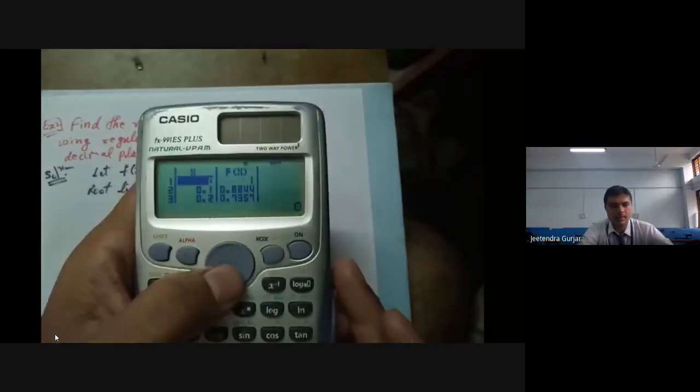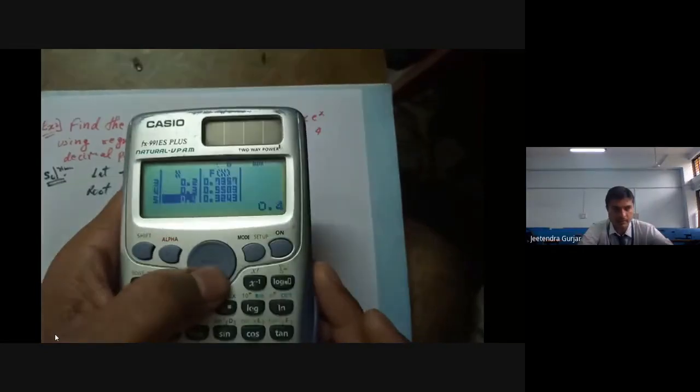Now start with the first one, then it will ask you for the start. What is the start? 0. Just type 0 equal to. And what is the end? 1 equal to. Okay, what is the step? Step length you are going to put here 0.1 equal to. Every time you put the value, you just type equal to. Then you will get x and f of x.